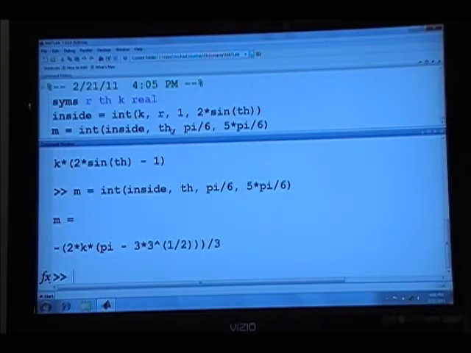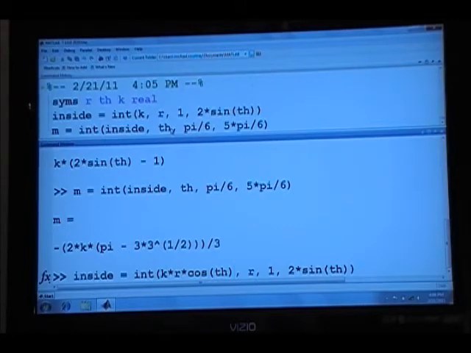Alright, now let's think about the x coordinate of the center of mass. The inside integral in that case is very similar to the inside integral we computed a moment ago, except we end up multiplying the integrand by r times cosine theta, because the integrand isn't just the density. The integrand in this case is the density times the x-coordinate, or r cosine theta.